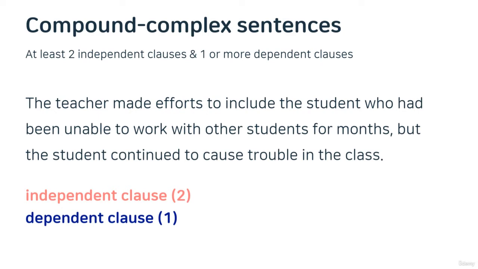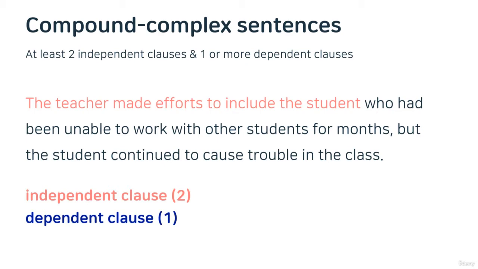The teacher made efforts to include the student who had been unable to work with other students for months, but the student continued to cause trouble in the class. Okay, so if we look at this sentence, first we have an independent clause. The teacher made efforts to include the student. And again, we see the noun phrase efforts to include the student, which functions as the object of the verb.